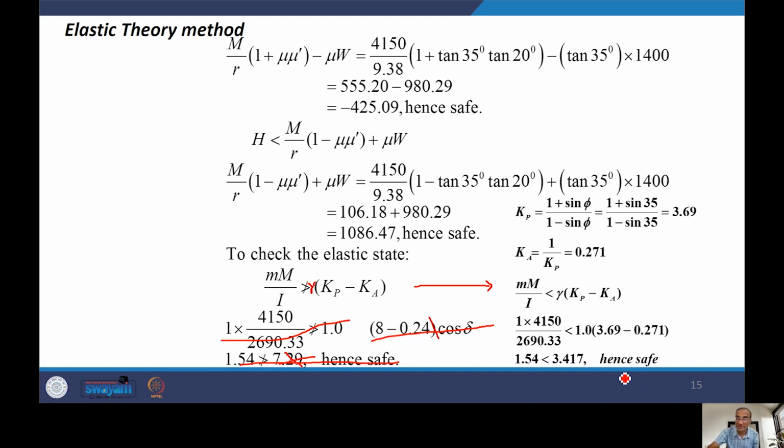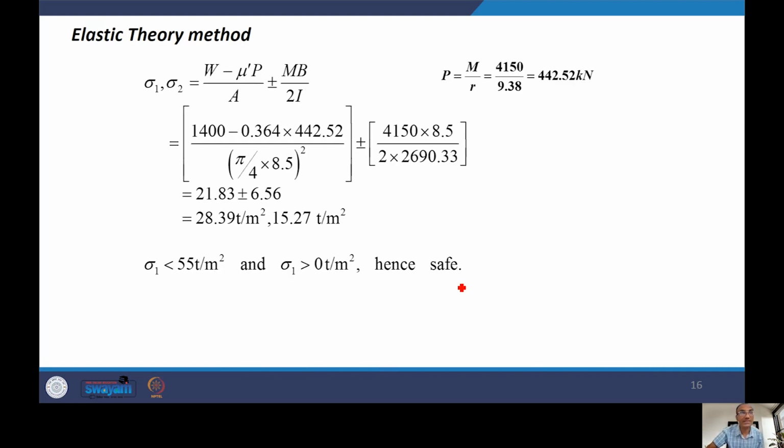equation, that is M by u, so you could see here in this identity, left hand side is 1.54 and right hand side is 3.417. So you can conclude that this number is also less compared to when we solve this. So that means this is safe. Now this was for elastic theory. Continue for elastic theory method.